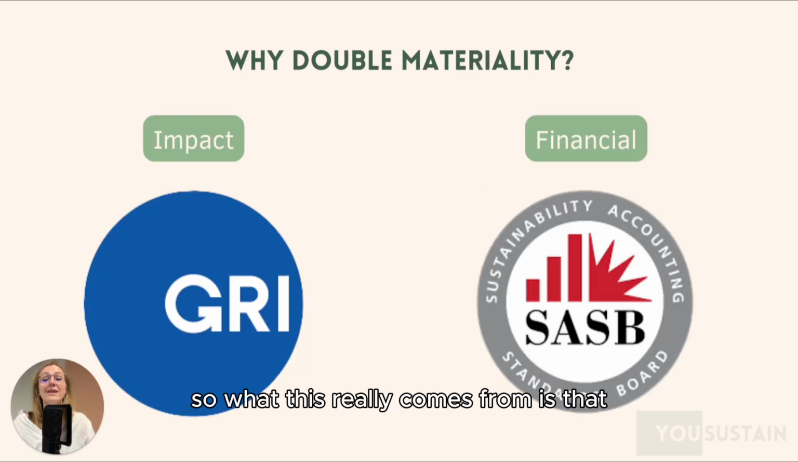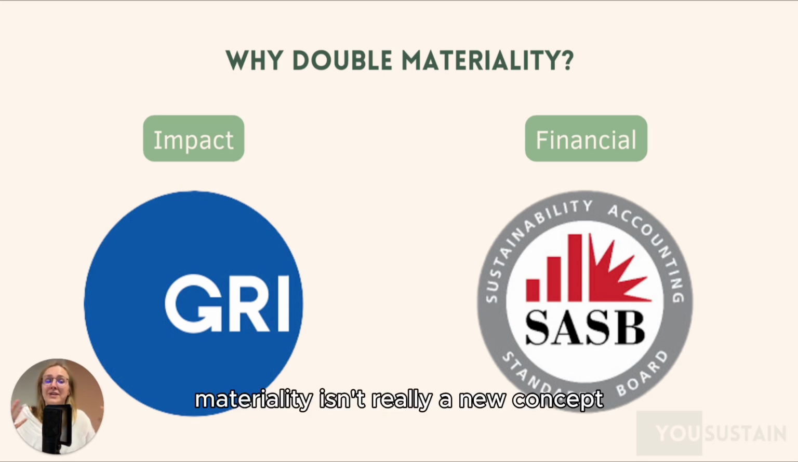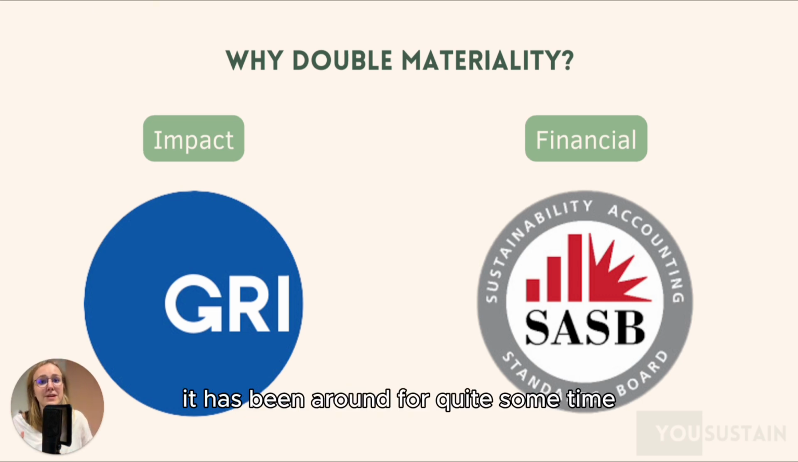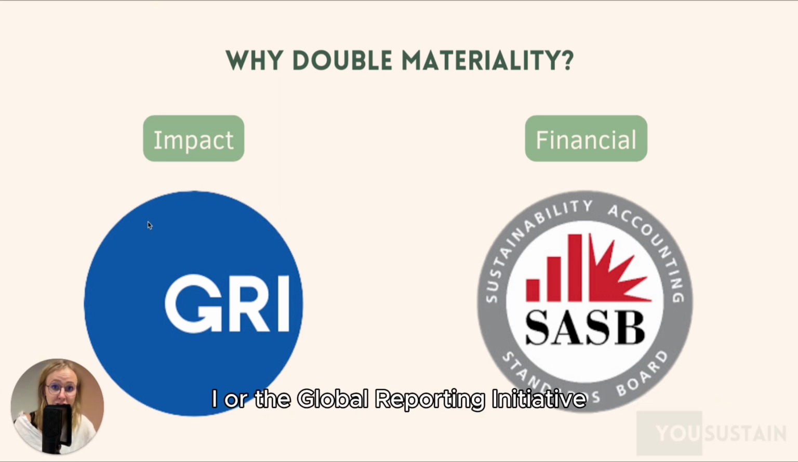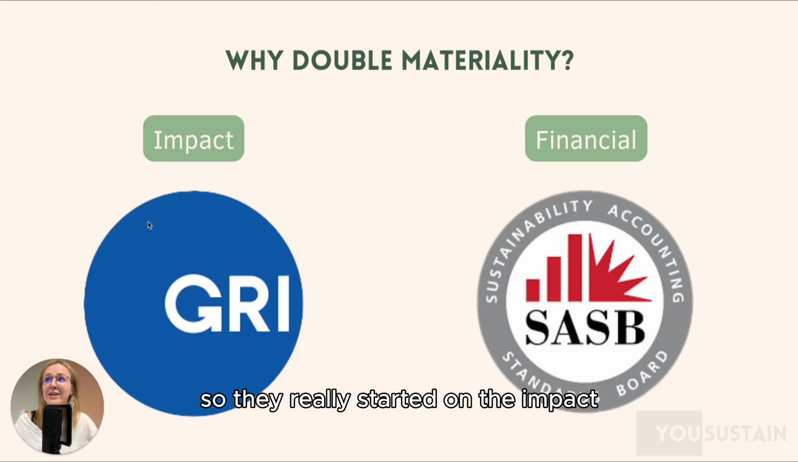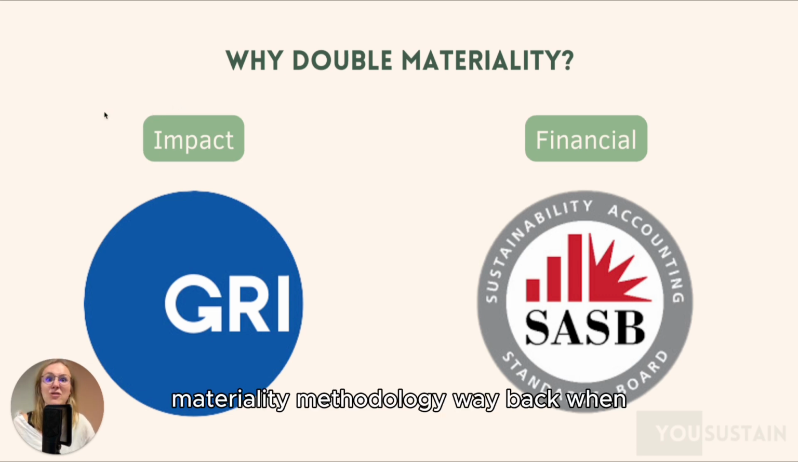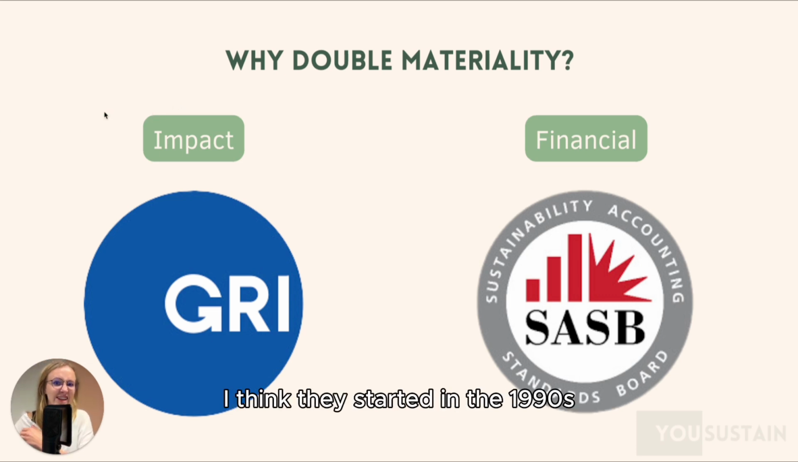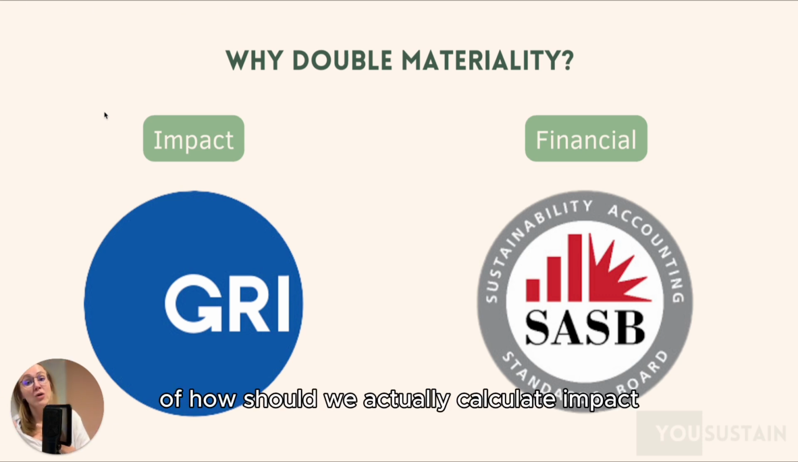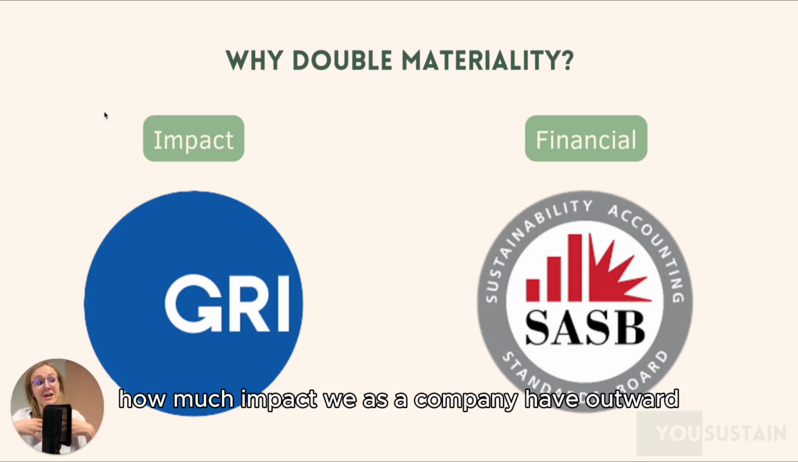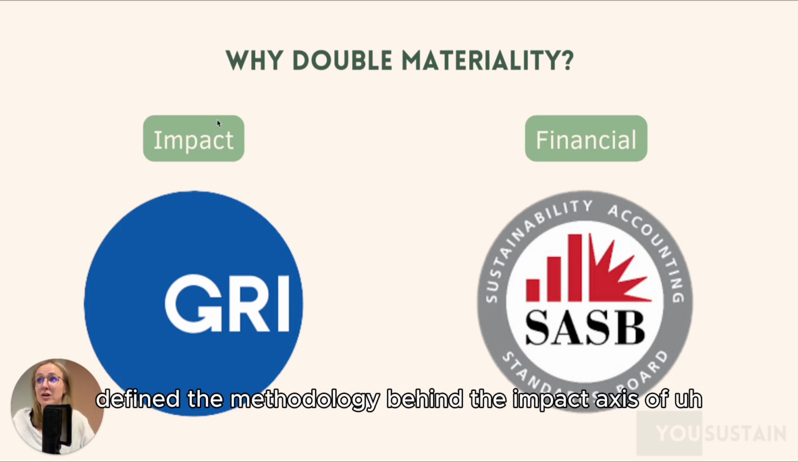What this really comes from is that materiality isn't a new concept. It has been around for quite some time. Some of you might have heard about the GRI, or the Global Reporting Initiative. They started on the impact materiality methodology way back when, I think in the 1990s. So they've been around for a while, and they have honed the methodology of how we should calculate impact, as it pertains to how much impact we as a company have outward. That is what has defined the methodology behind the impact axis we looked at here.